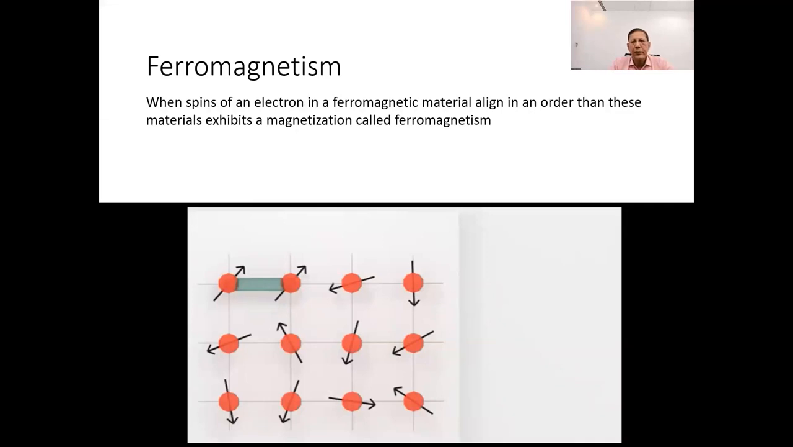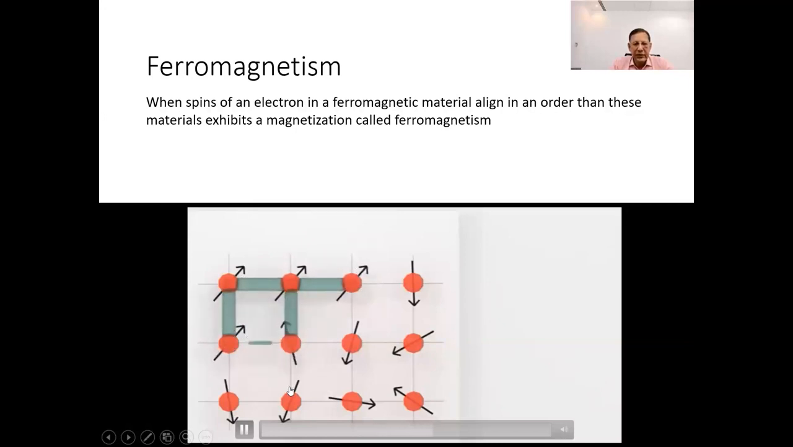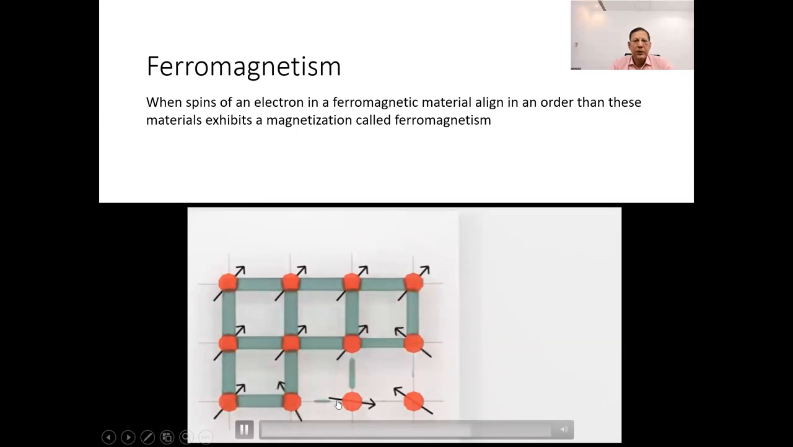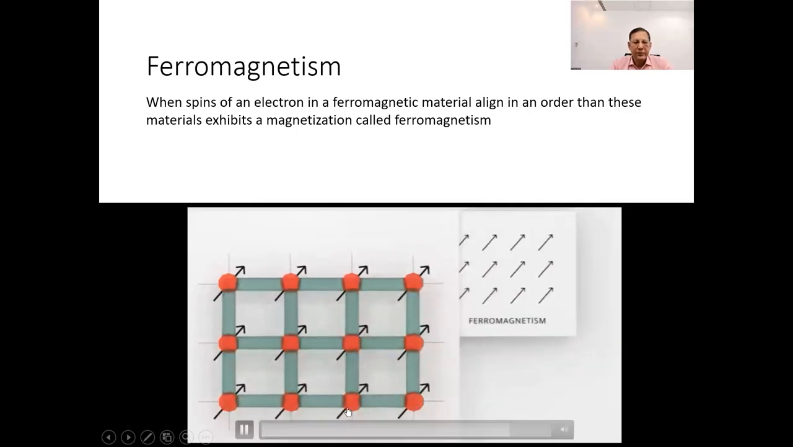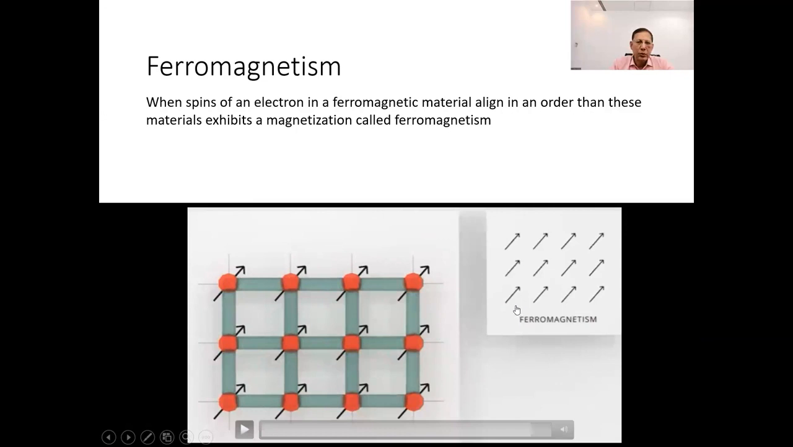In the next slide, the spins of electrons within a ferromagnetic material interact with their neighboring spins and align themselves in a specific order known as ferromagnetic order. This alignment results in all the magnetic poles within the material pointing in a particular direction. As a consequence, the material exhibits magnetization, a phenomenon referred to as ferromagnetism.